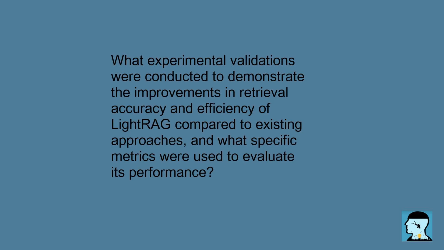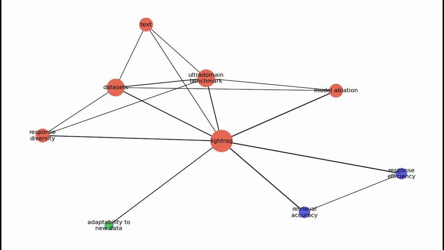What experimental validations were conducted to demonstrate the improvements in retrieval accuracy and efficiency of LightRAG compared to existing approaches, and what specific metrics were used to evaluate its performance? Extensive experimental validations were conducted to demonstrate the improvements in retrieval accuracy and efficiency of LightRAG compared to existing approaches. These tests focused on several key dimensions, including retrieval accuracy, response efficiency, model ablation, and adaptability to new data.